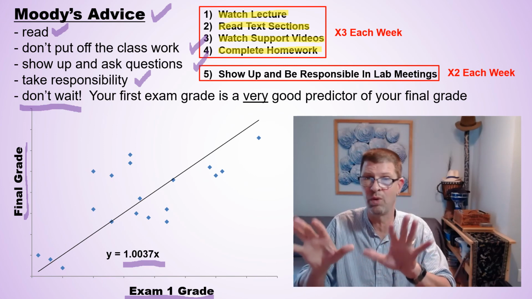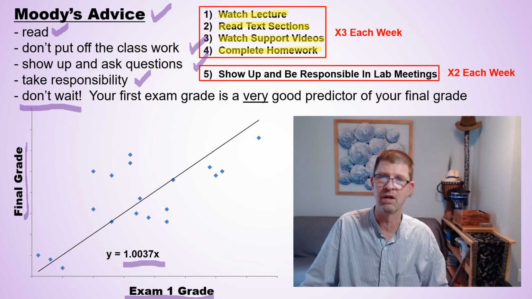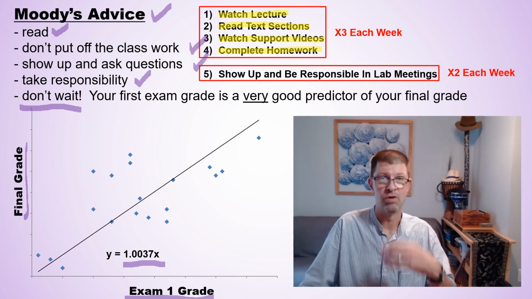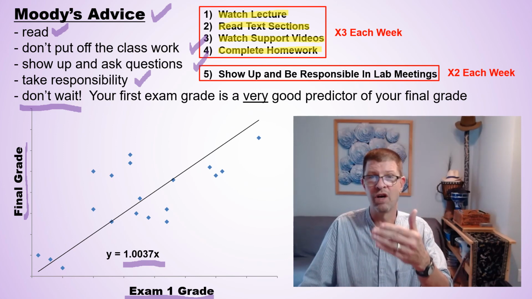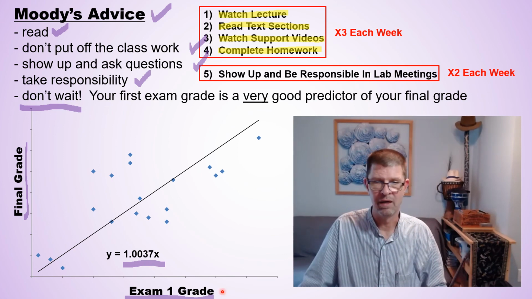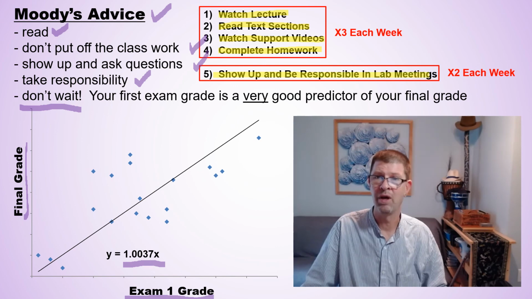So let's make sure that we get the scale of this very clear. You've watched this lecture. You've done the reading. Let me go to my little laser pointer here. You've watched the lecture. You've done the reading. You watched the support videos. You're ready to complete the homework 3 times a week. And then finally, the last thing on this list is that you will show up and be responsible in lab. And that's only twice a week because that's on Tuesdays and Thursdays.